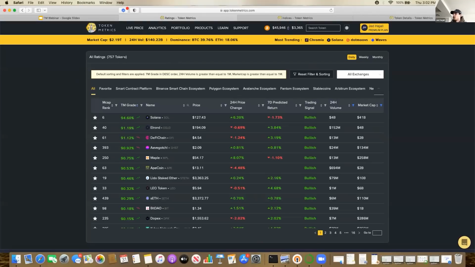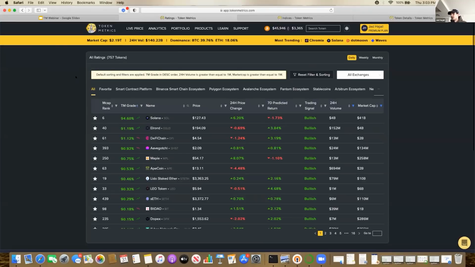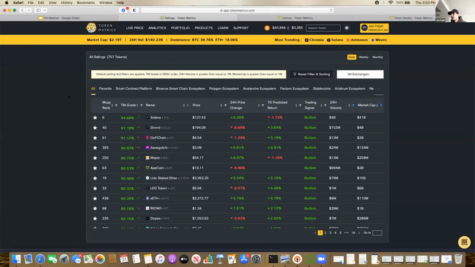So on our platform, we are currently grading using our proprietary TM grade, which was built using quantitative trading methods like momentum strategies, as well as mean reverting strategies with the help of our machine learning and AI engineers to make it as robust as possible. So when you sign into Token Metrics, you would go into the ratings page where you would be able to see our TM grade here, which is essentially a metric that helps you understand how bullish or bearish our system or our AI and machine learning models are on a specific coin.